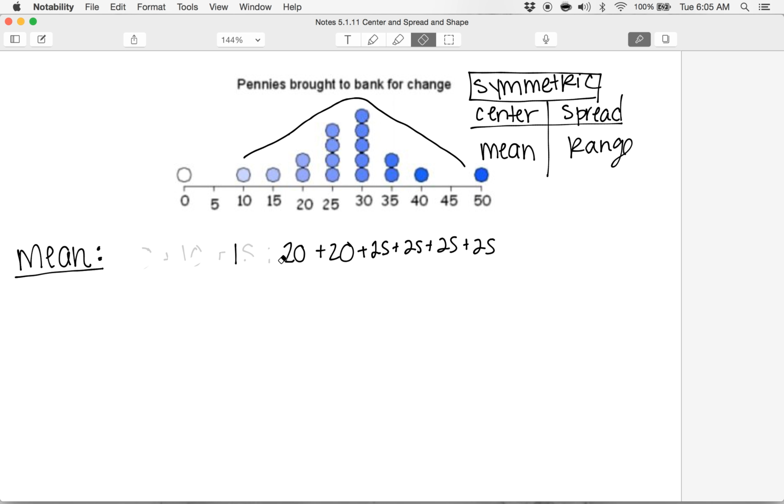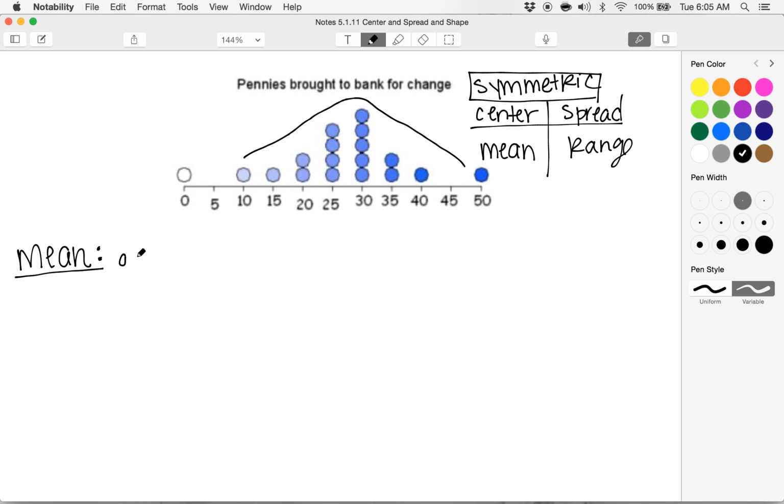Hold up, guys. Although this is lovely, I'm going to run out of room instantly, so I'm going to rewrite this. So 0 plus 10 plus 15 plus 20 plus 20 plus 25 plus 25 plus 25 plus 25. Right, do I have 4 of them? 1, 2, 3, 4. Okay. Plus how many 30s? 1, 2, 3, 4, 5. Holy schmoly. Okay. 1, 2, 3, 4, 5 plus 2 35s.